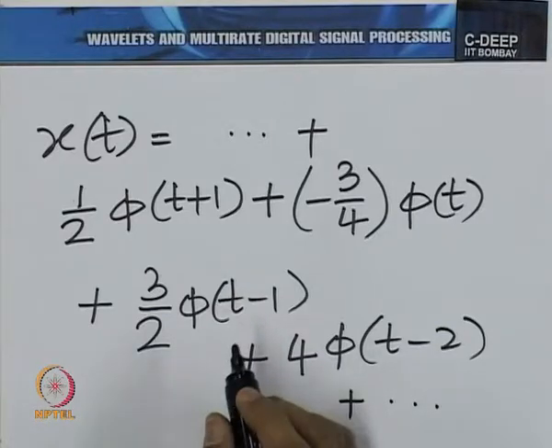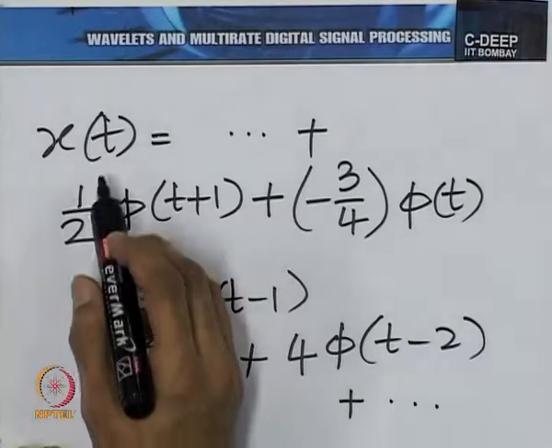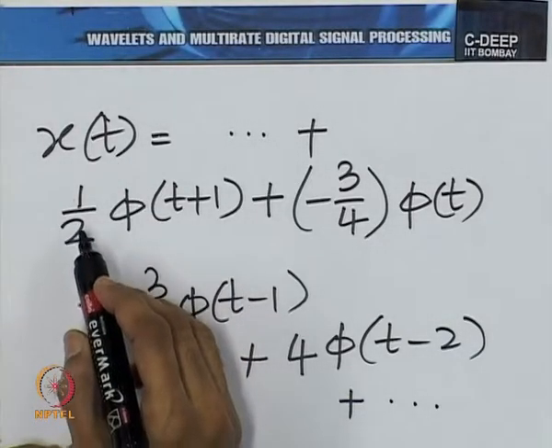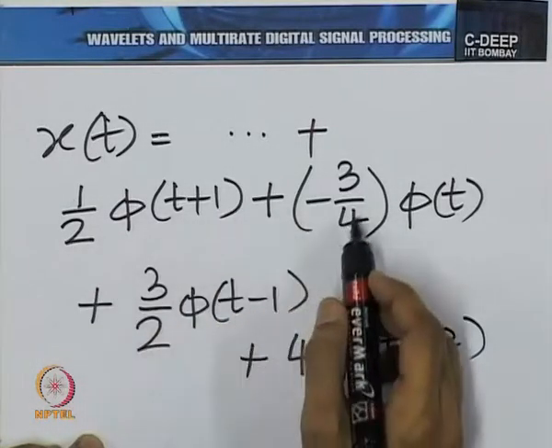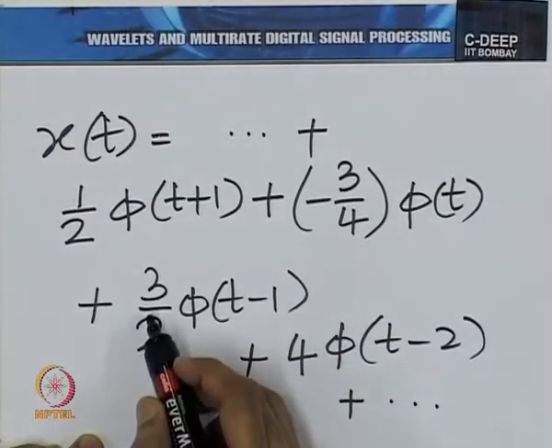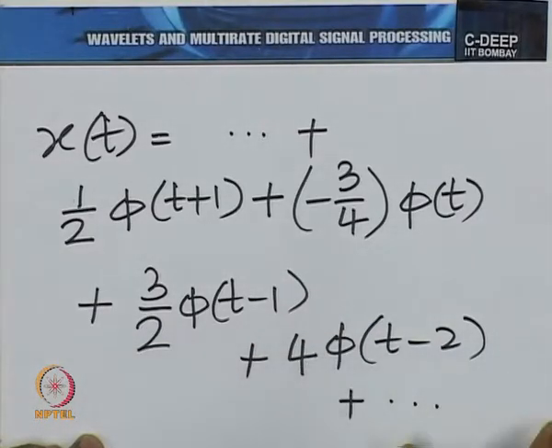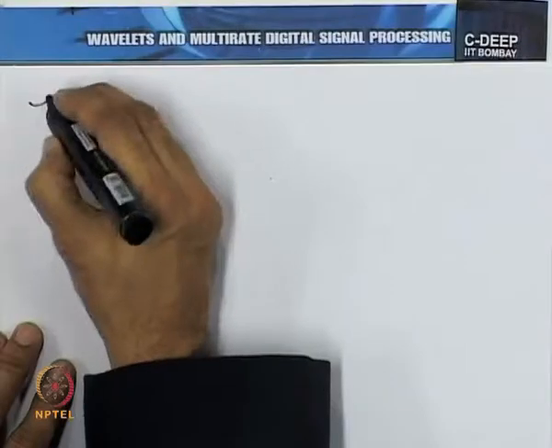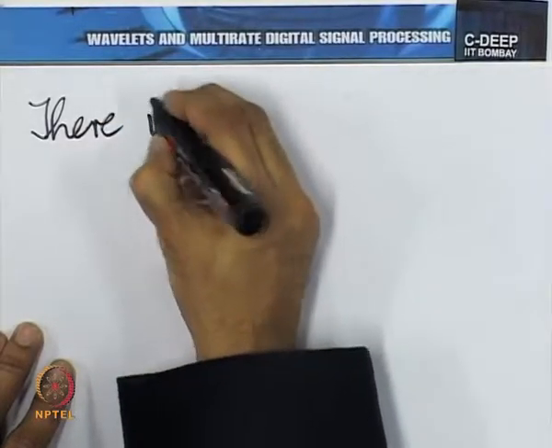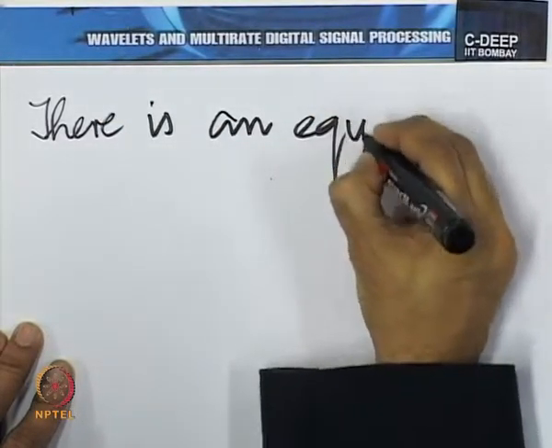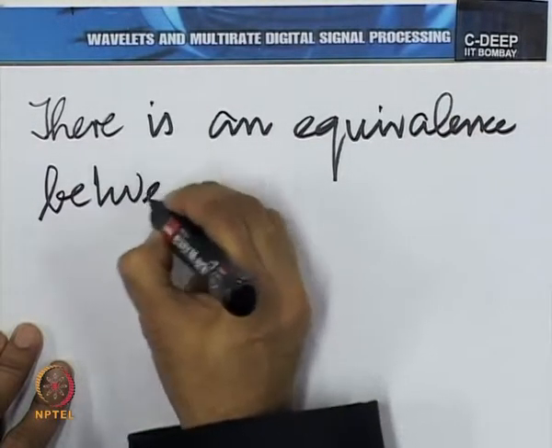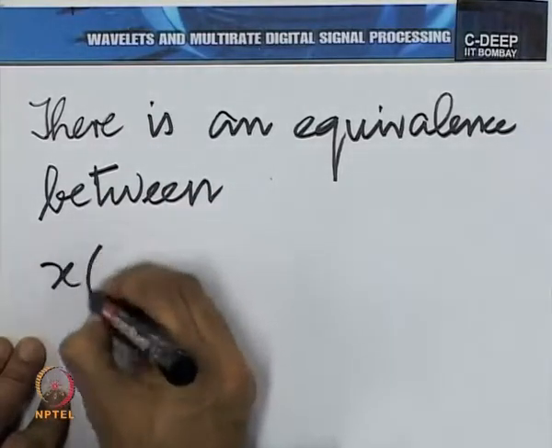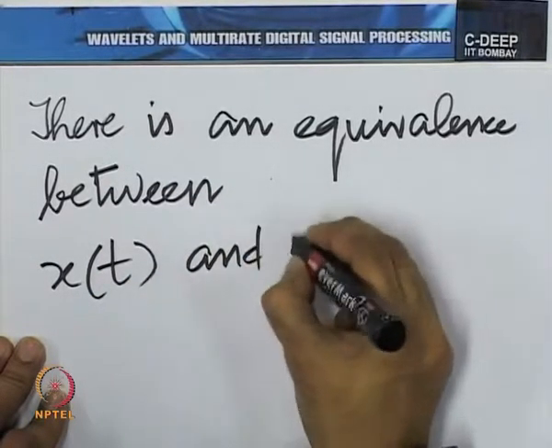And what we said in the previous lecture was that equivalent to this continuous function is the sequence constructed by dot dot dot and then half at minus 1, minus 3 by 4 at 0, 3 by 2 at 1, 4 at 2 and so on. So, in other words, there is an equivalence between x of t and the sequence.